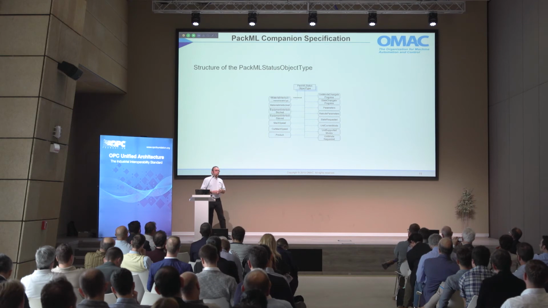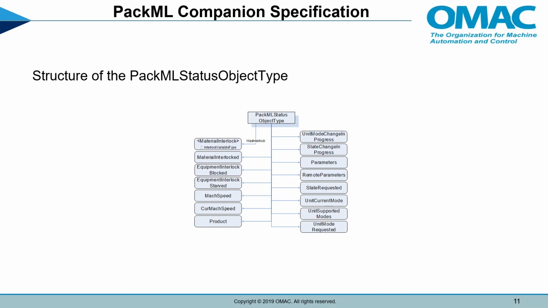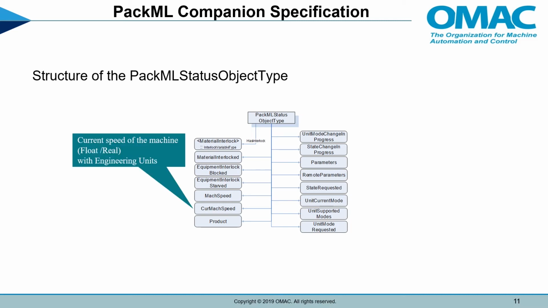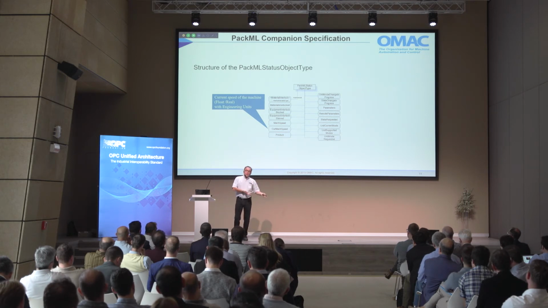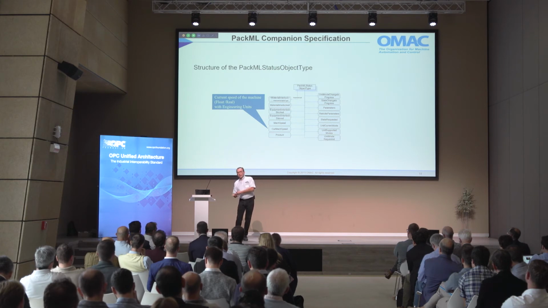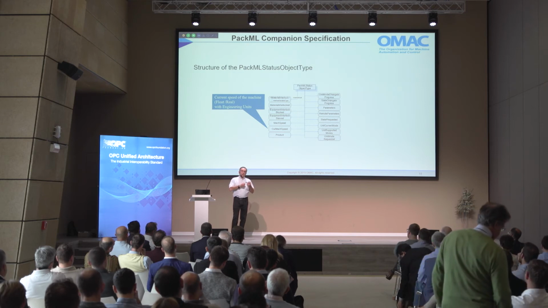So the structure then from the PackML object type, there you have, I pick out 2 or 3 things. What you see here, you can see the current speed of the machine. Before it was really just a float or real, but now you can also have engineering units as properties on this thing. That means you see with the engineering units, it's 1,000 pieces per hour, per day, or it's 100,000 liters per second, whatever. But now you can see as a client, oh, it's not just a float value, and I need to know what is the real unit. You can represent it in OPC UA.